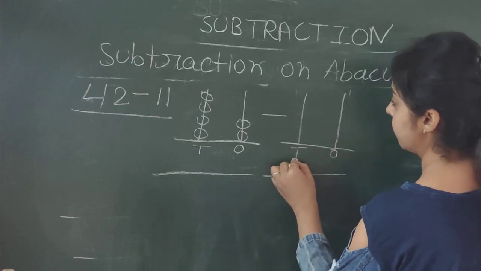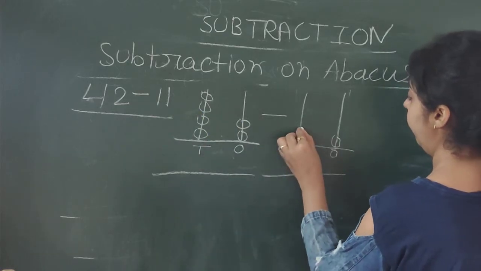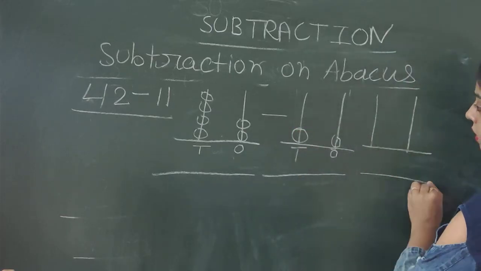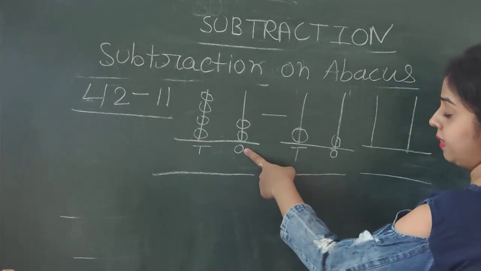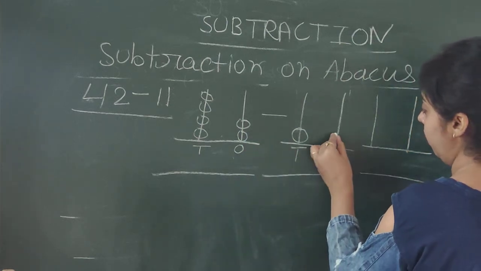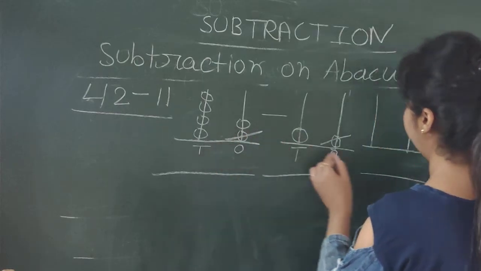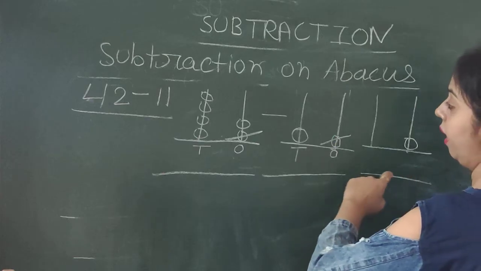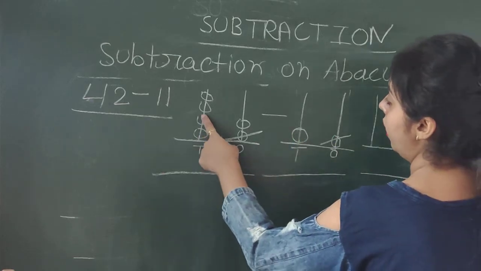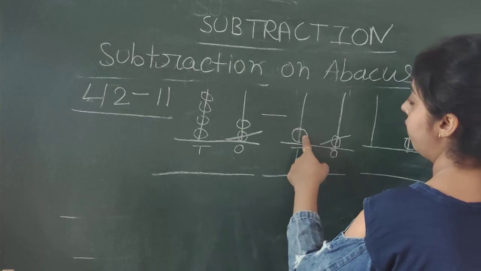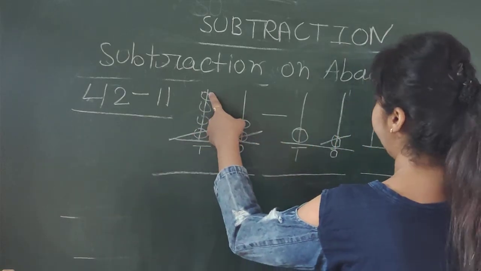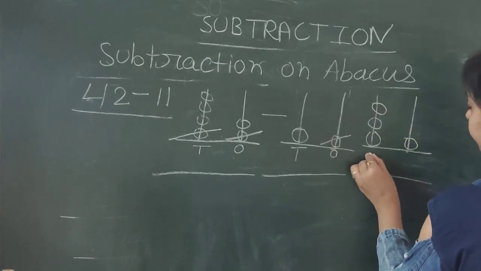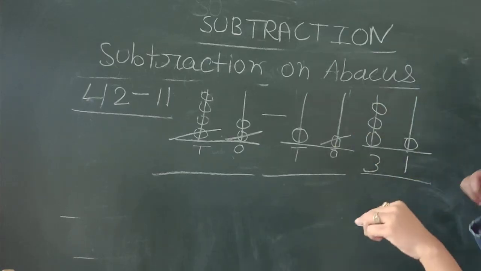Ones and tens. 1 and 1. So we subtract at the ones place first. 1 cut and 1 cut. So 1. And 4, 1, 2, 3 and 4, cut the 1, 1, 2 and 3. 3 and 1.